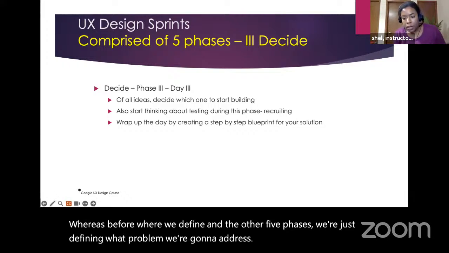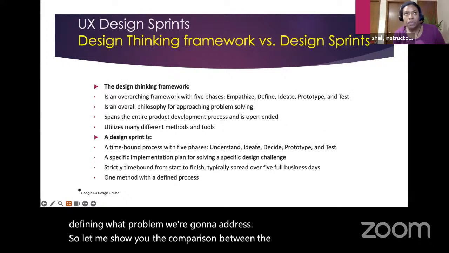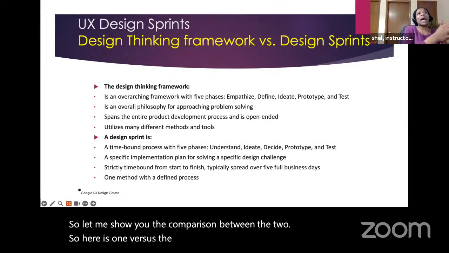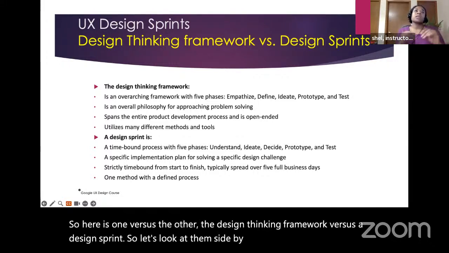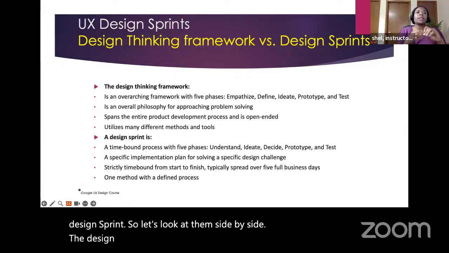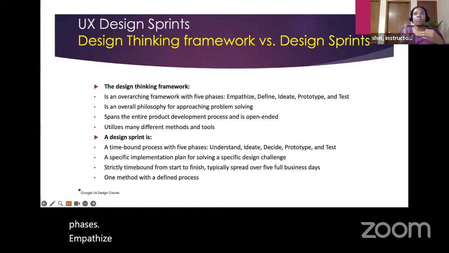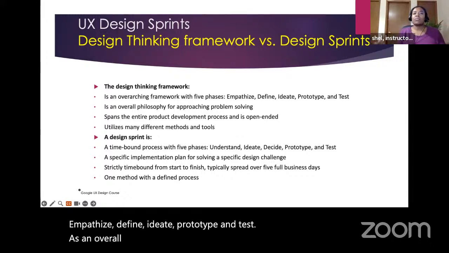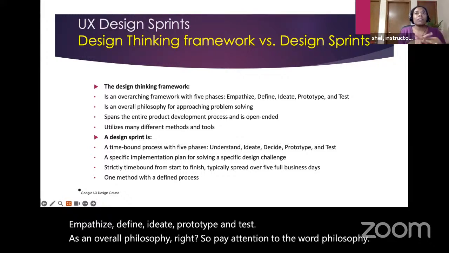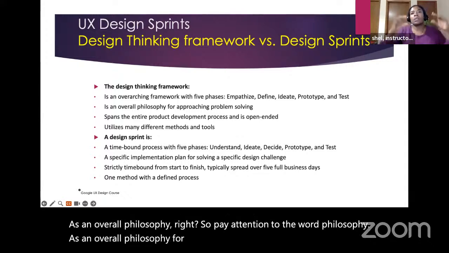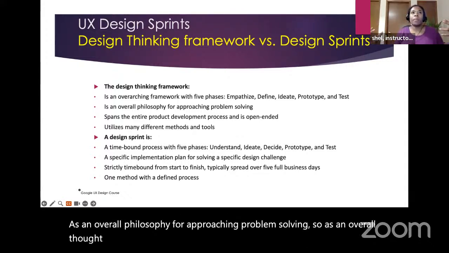So let me show you a comparison between the two. So here's one versus the other. The design thinking framework versus the design sprint. So let's look at them side by side. The design thinking framework is an overarching framework with 5 phases: empathize, define, ideate, prototype, and test. It's an overall philosophy, right? So pay attention to the word philosophy. It's an overall philosophy for approaching problem solving. So it's an overall thought process that you should be going through.